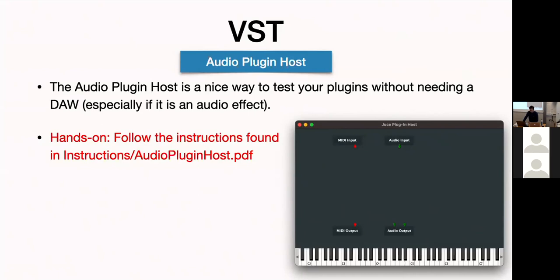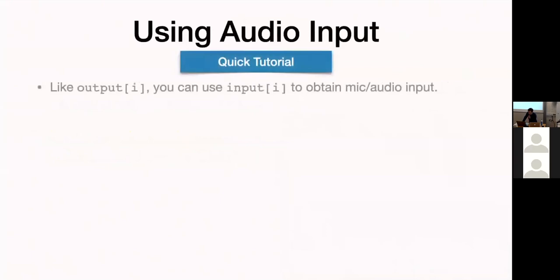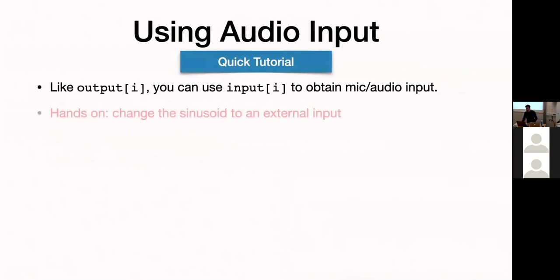Maybe before we move on, it might be nice to show also how you can use audio input. So now we've only worked with audio output, but like output of a certain index, you can use input of a certain index to obtain your mic or audio input. So for those of you who want to do that, try and change the sinusoid to an external input, and then build the VST and try to import it into your plugin host.